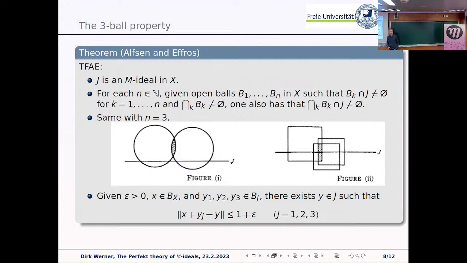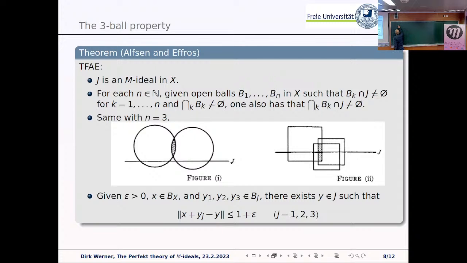this y. Okay. So now in terms of computation, it doesn't really make much of a difference whether you have 1, 2, 3, 5 or 7 balls. It's technically always the same type of computation. And we will have a look at one such computation in a minute. Let us suppose we want to show, using this criterion, that c_0 is an M-ideal in L infinity. So let's try.